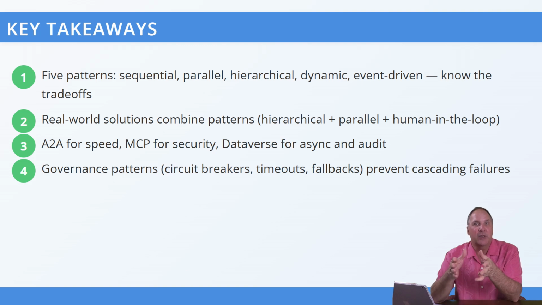2, real solutions combine patterns: hierarchical at the top, parallel within, human in the loop for risk. The exam rewards this kind of layered thinking. 3, agent communications happen through A2A for speed, or MCP for security, or shared Dataverse for async workflows. Match the method to the requirement. 4, governance patterns like circuit breakers, timeouts, retries, and fallbacks prevent cascading failures. Design for failure from day one, not as an afterthought.